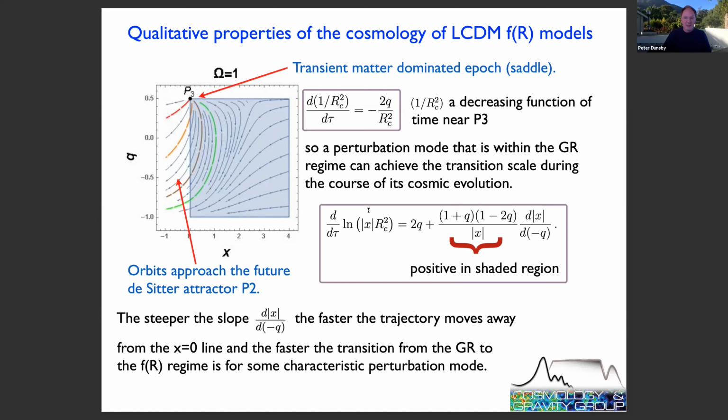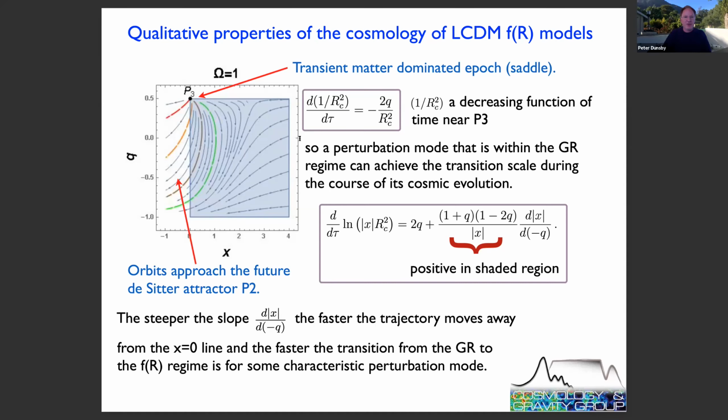Then if you consider this function, this essentially gives you a measure of the slope of these orbits, and the steeper the slope of the orbits are, the more quickly you deviate away from or move away from the GR solution. So you can see here that there are essentially four possibilities that could occur. And let's take these in turn.